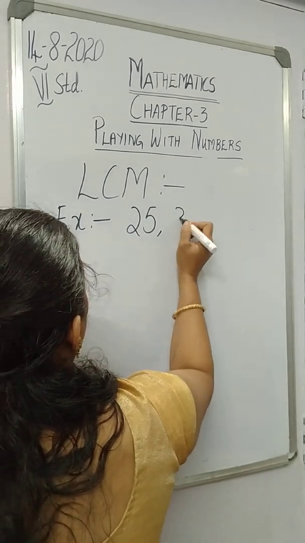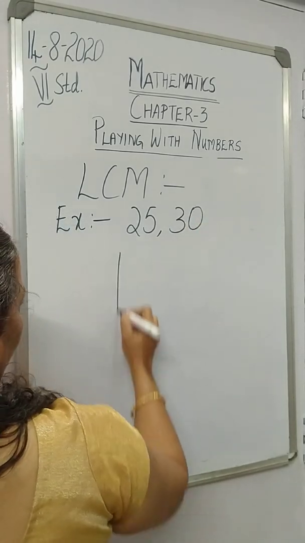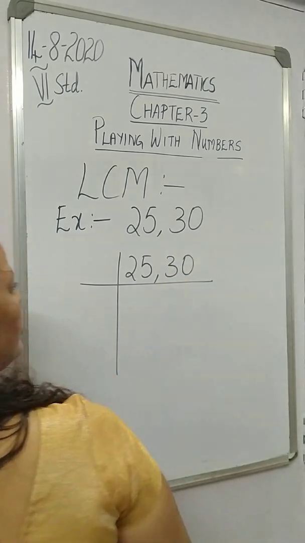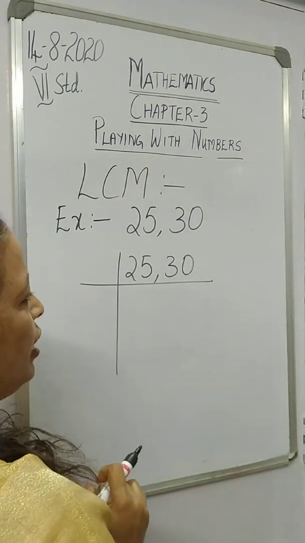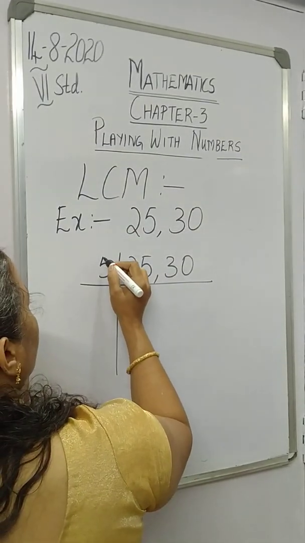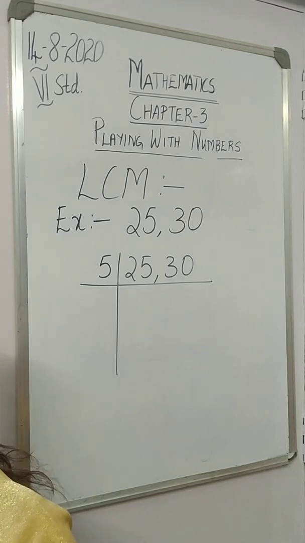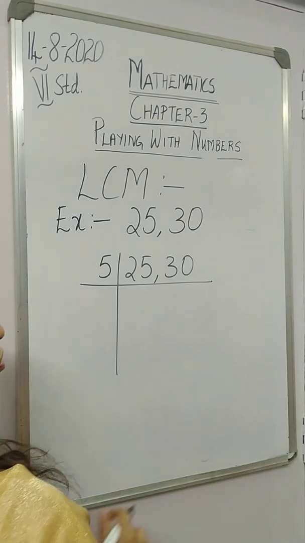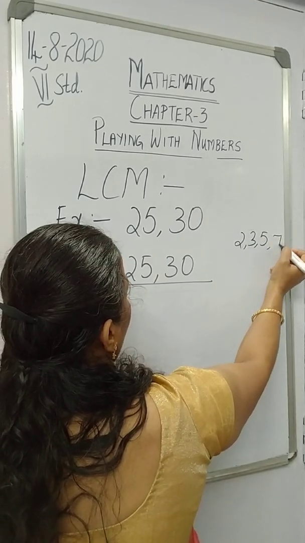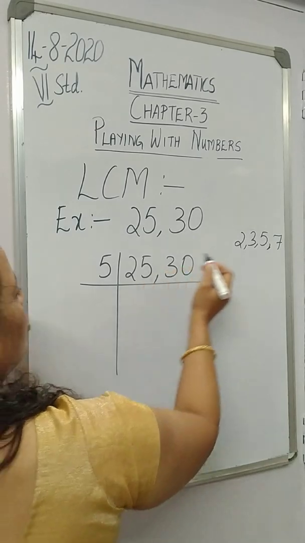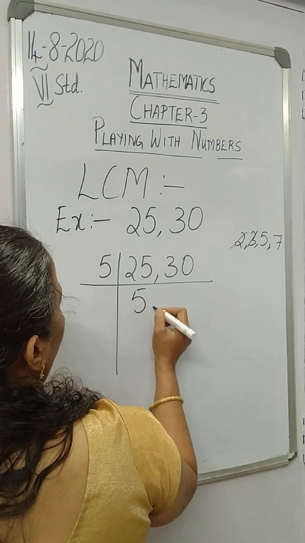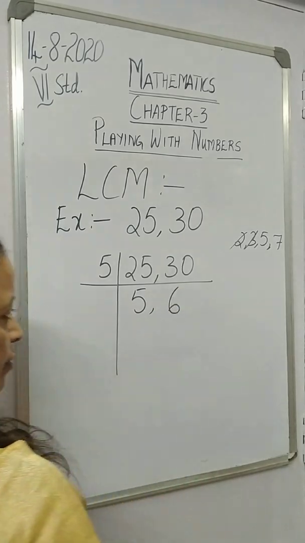25 and 30. Yes, let us find the LCM of 25 and 30. In which table do we get 25 and 30? Do we get it in 2 table? No. Do we get it in 3 table? No. So let us move on to the next number, that is 5. You will use only the prime numbers. As I have informed you before, the prime numbers are 2, 3, 5, 7. It goes on like this. So, we can't use 2, we can't use 3, so we are using 5. 5 5s are 25 and 5 6s are 30.